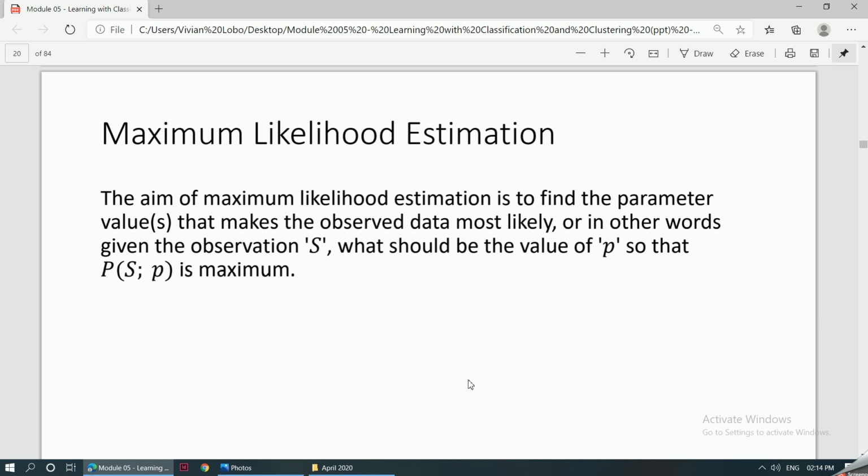So the aim of maximum likelihood estimation is to find the parameter values that make the observed data most likely. In other words, given the observation, what should be the value of P so that P of S, given that P, is maximum. So basically, the aim of MLE is to find the parameter values that make the observed data most likely.